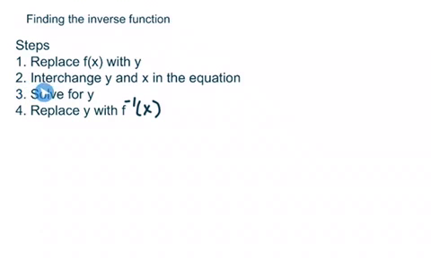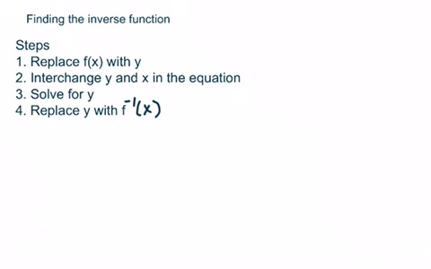Step 2, interchange the y and the x in the equation. We just talked about doing that within a relation, interchanging or switching the x and the y. Then for step 3, solve for y. And finally, at the very end, replace y with f of -1 of x. This is just telling you this is the inverse function.